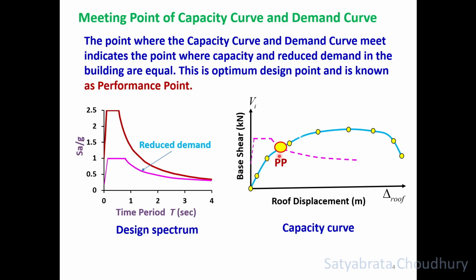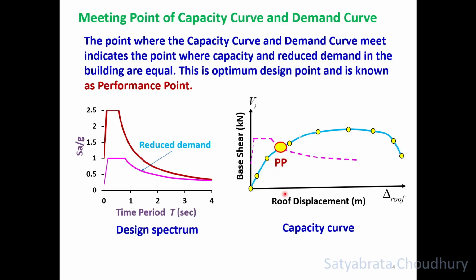What is the magic of this point? Here the capacity of the system is given up to this much, and the reduced demand imposed on this is also at the same point. So what happens now? You have designed a building which is optimum because the capacity and the demand are equal. There is no wastage of material and there is also no lack of safety. So we need to find this performance point, and the displacement corresponding to this on the x-axis here is the target displacement or design displacement.